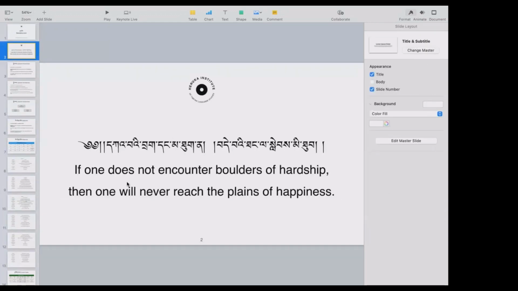So therefore, this is the meaning of this proverb or aphorism. That is, if one doesn't encounter the boulders of hardship, then one will never reach the plains of happiness. Now, with this, let us begin today's lesson on descriptive word.